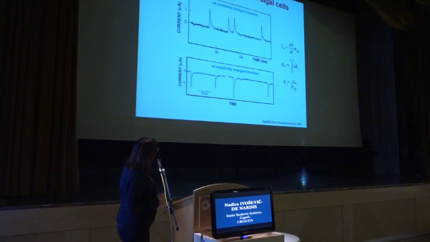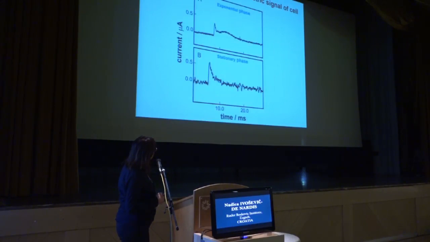So now we have those amperometric signals of cells. Let's see how those amperometric signals look when we have a cell in different phases of growth. Here is the signal shape of a cell in exponential and in stationary phase. It's obvious that there is a difference in the signal shape, but also in the signal duration. Over here, the signal duration is much longer, and of course, the displaced charge is much larger.